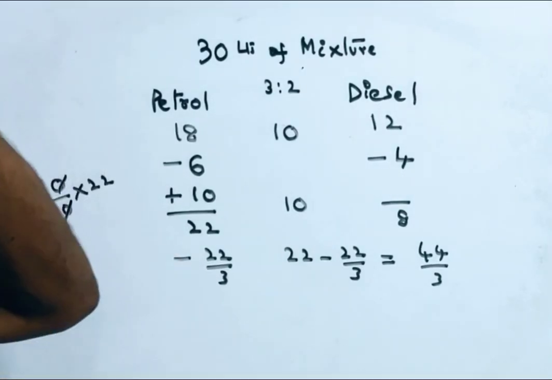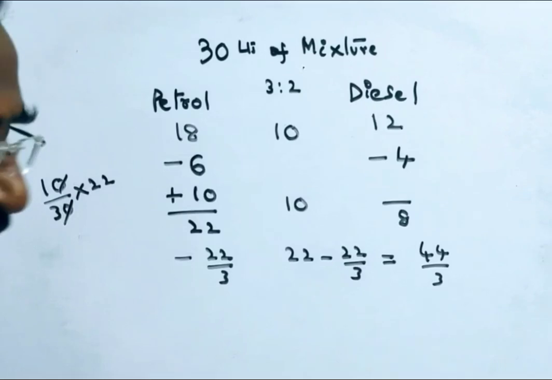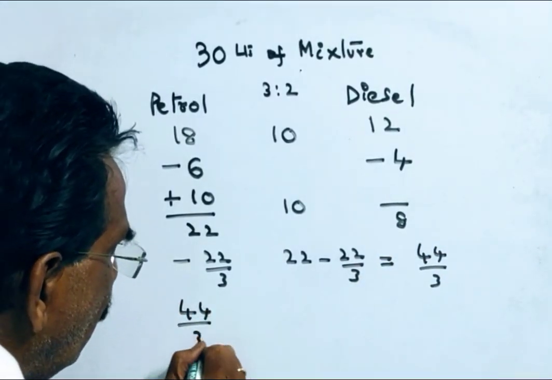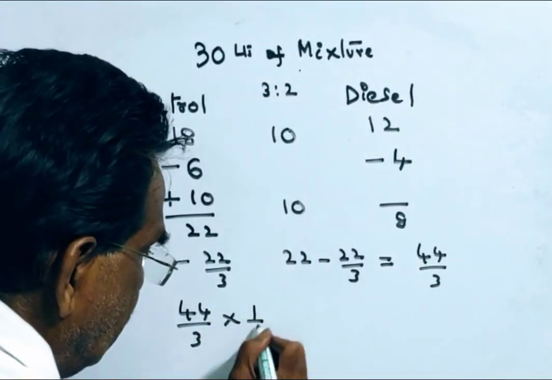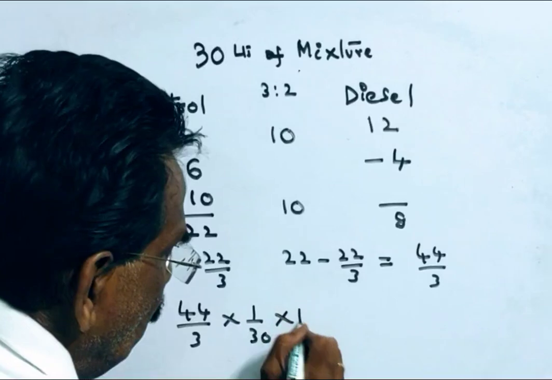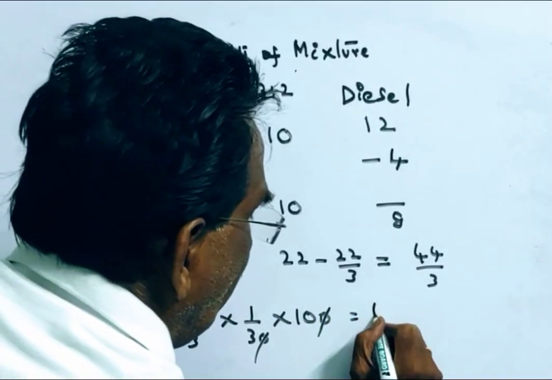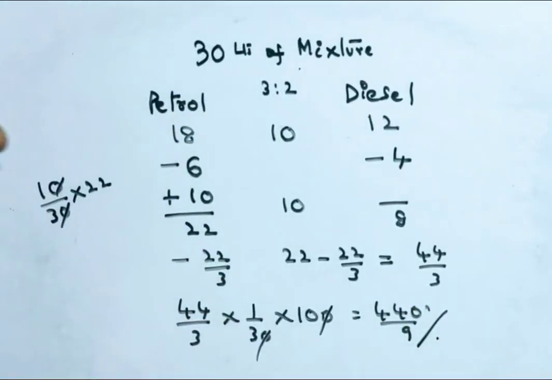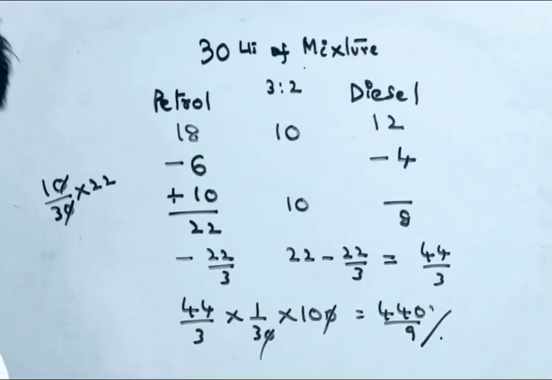Friends, now we want the percentage of petrol present in the mixture. So remaining petrol by total mixture into 100, and the zeros cancel. 440 by 9 percent, friends. 440 by 9 percent, that is the percentage of petrol present in the mixture.